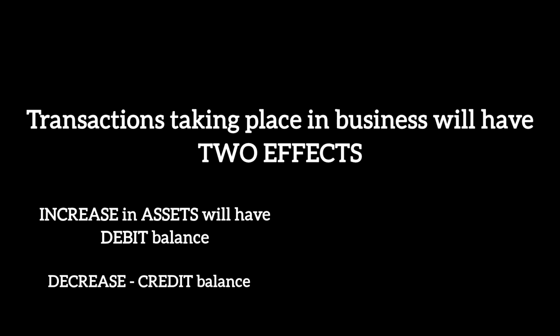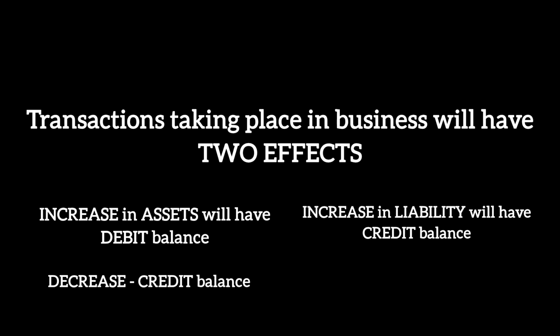balance. And for liabilities, they always have a credit balance. If liabilities increase, it will have a credit balance, and when the liabilities decrease, it will show a debit balance. So I hope till here it's clear. I'm assuming that you have understood. Okay, moving forward.